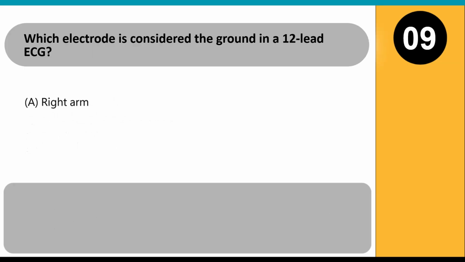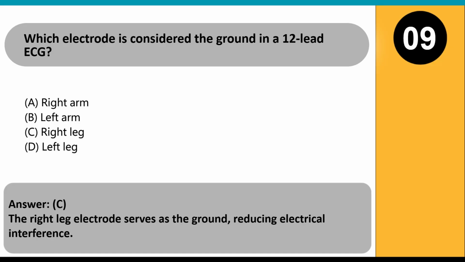Which electrode is considered the ground in a 12-lead ECG? A. Right arm. B. Left arm. C. Right leg. D. Left leg. Answer C. The right leg electrode serves as the ground, reducing electrical interference.